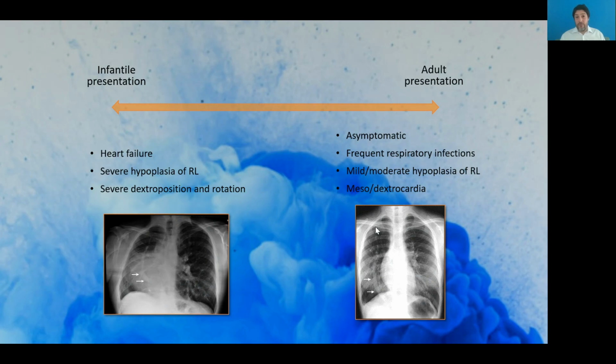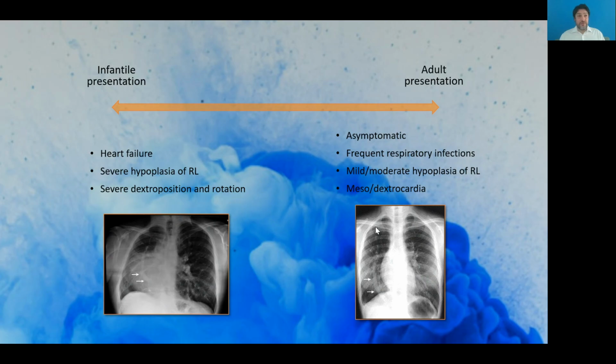On the other end, you can find patients who are usually asymptomatic and probably go undiagnosed during several decades, and they only remember frequent respiratory infections during childhood and during early adulthood. And when you do a chest X-ray, you find that there is a mild to moderate hypoplasia of the right lung and usually meso or dextrocardia.